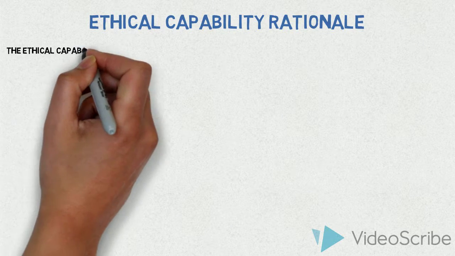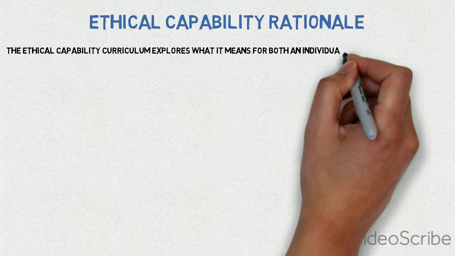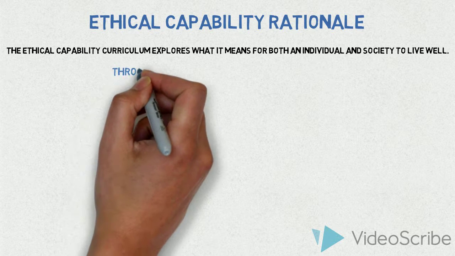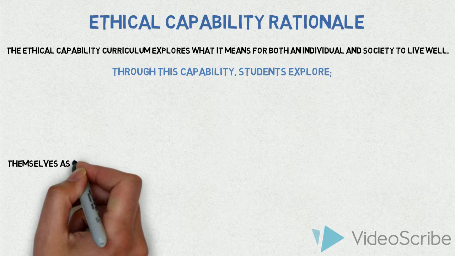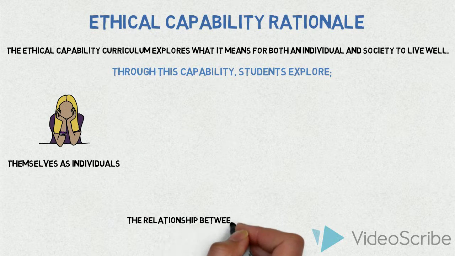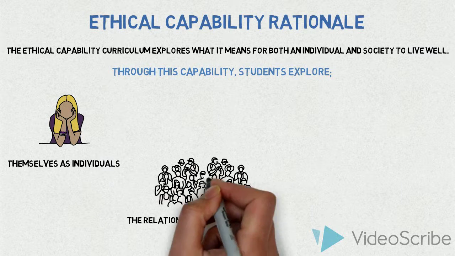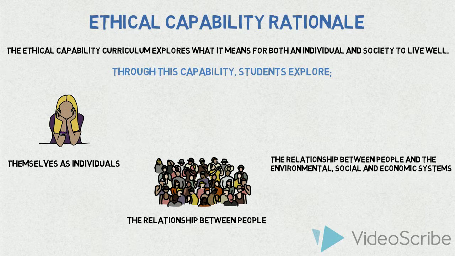The Ethical Capability Curriculum explores what it means for both an individual and society to live well. Through this capability, students explore themselves as individuals, the relationship between people, and the relationship between people and the environmental, social, and economic systems.